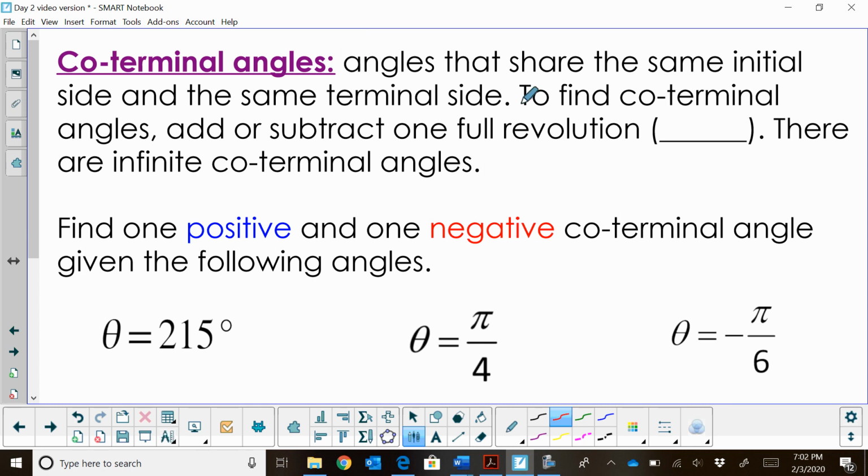Coterminal angles are angles that share the same initial side and the same terminal side. To find a coterminal angle, we're going to add or subtract a full revolution of a circle.